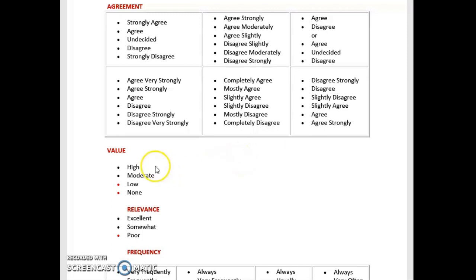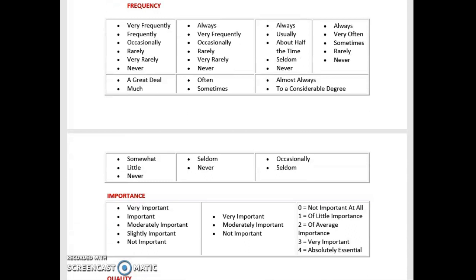If you're going to evaluate value: high, moderate, low, none. And relevance, how relevant are your PPTs or how relevant is the video: excellent, somewhat, poor. And frequency, how frequently you visit the mall: very frequently, occasionally, rarely, or always. So these are the different options you can use for frequencies. Importance: very important, moderately important, slightly, not important. These are the different options you can give. Here you can see 0, 1, 2, 3, 4. This becomes your measurement scales.